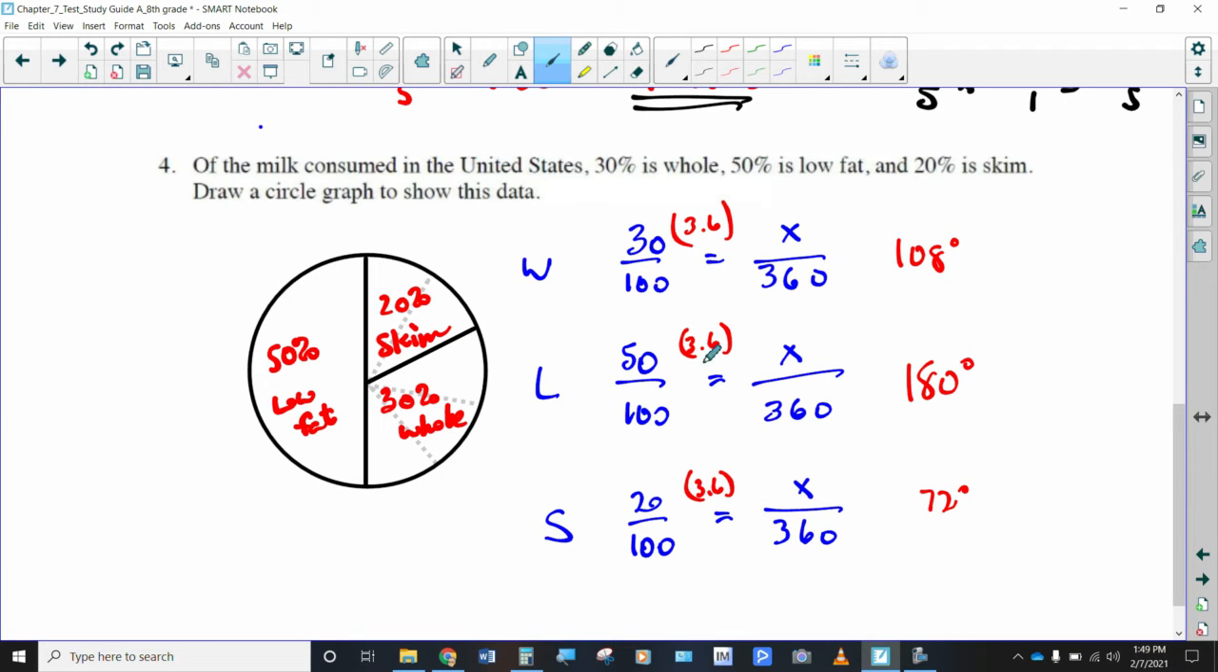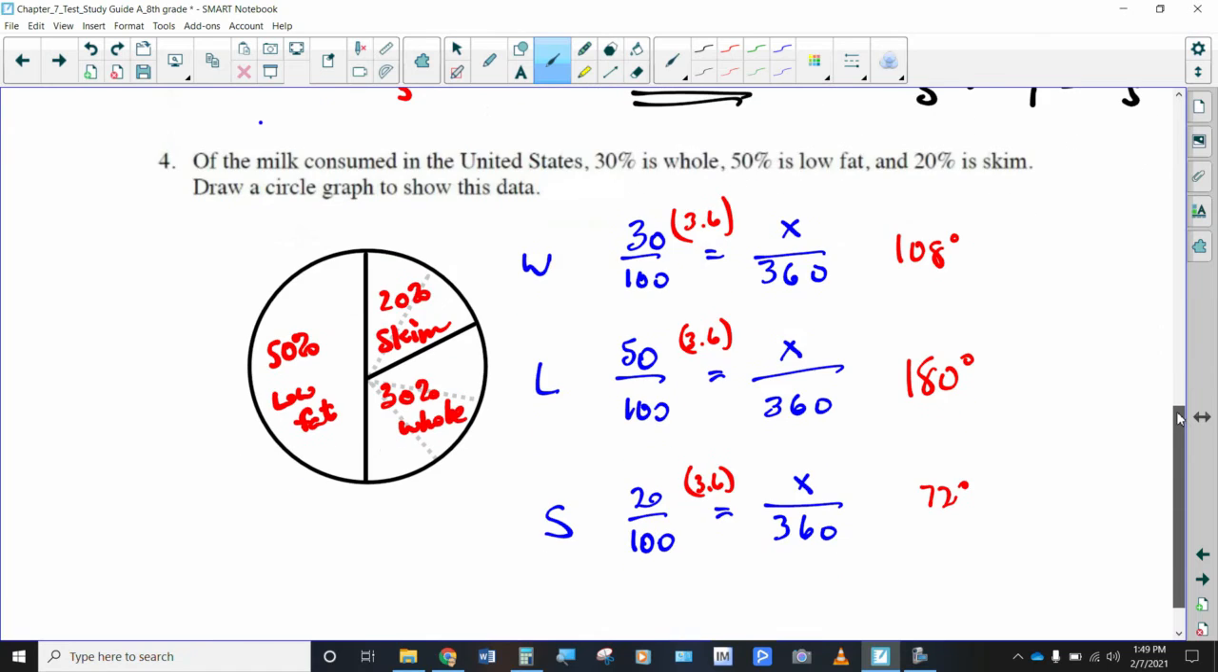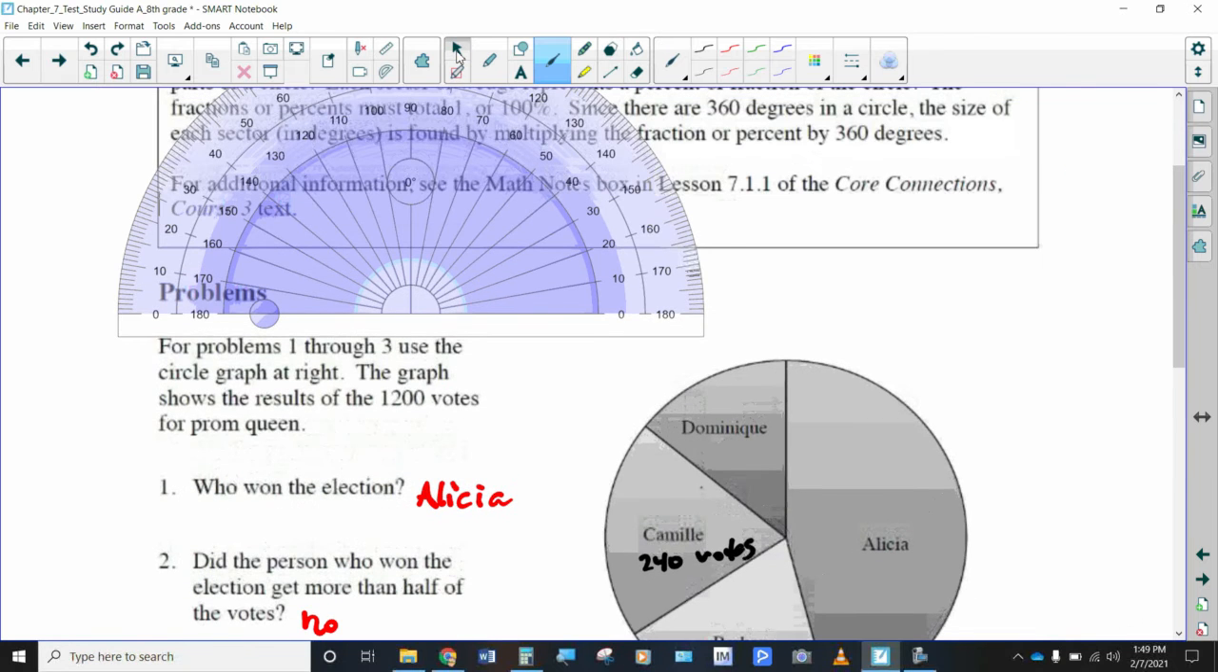But this is a good way if you ever have really unfriendly denominators that you're working with and you need to figure out the number of degrees, so you can grab your protractor and get to work. Oh, where'd my protractor go? There it is. Pull your protractor down and get to work. I'm just curious. Let's see how well I did.